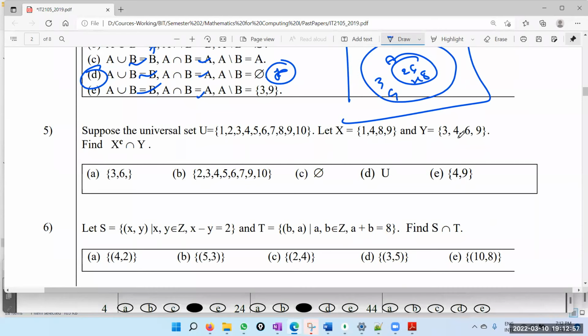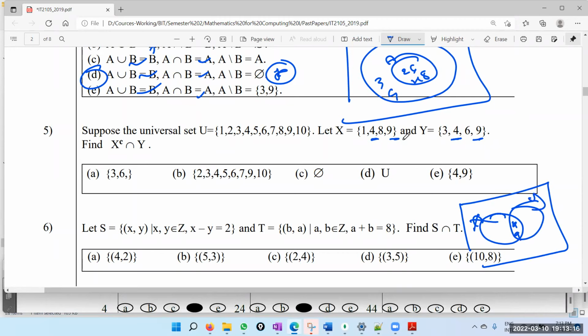Okay. So are there common things? Yes. 4 is common. 9 is common, right? So therefore we will have to draw now the general thing. Right. Because 4 and 9 are common. 4, 9. Say this is my X. This is my Y. So X has 1 and 8. Y has 3 and 6 additionally.